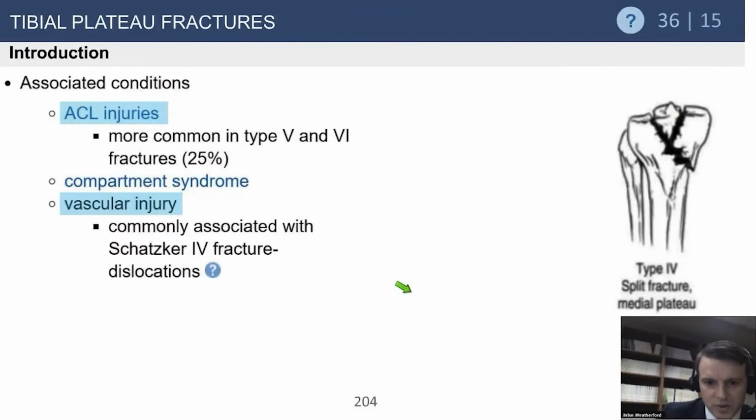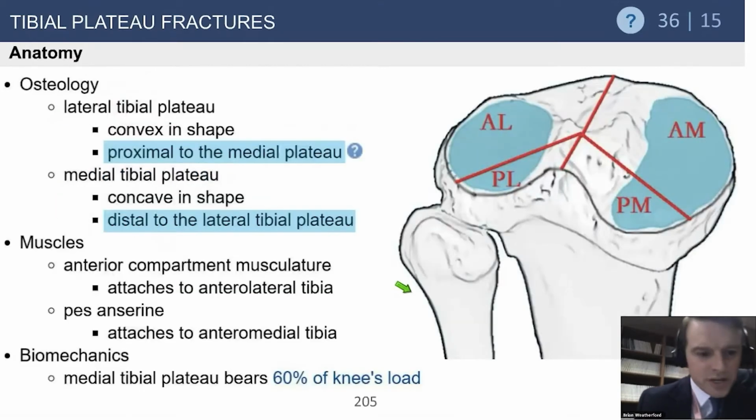Okay, again, this is what we just discussed. If less than 0.9, further vascular testing is warranted, such as an MR or CT angiogram or even conventional angiography. Okay, associated conditions. A lot of these patients will have associated intra-articular soft tissue injuries of the knee. Anterior cruciate ligament injuries are seen in up to 25% of these injuries, and are more common in the bicondylar fracture patterns, the type 5 and type 6. You can see compartment syndrome in these injuries. The number is variable in the literature. Again, vascular injury is most common with the Schatzker type 4 or the displaced medial tibial plateau fracture.